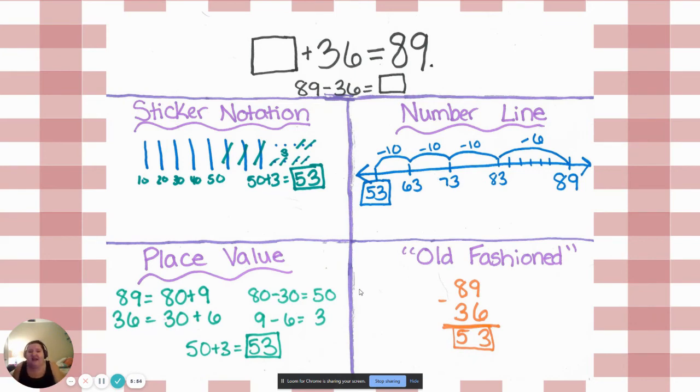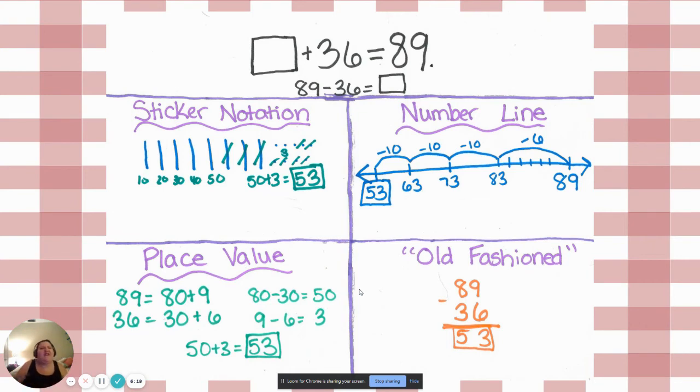Place value, let's take a look at that. Again, I expanded it out. 89 is 80 plus 9. 36 is 30 plus 6. 80 take away 30 is 50. 9 take away 6 is 3. 50 and 3 is 53. There we go. 3 different strategies, all got the same answer.